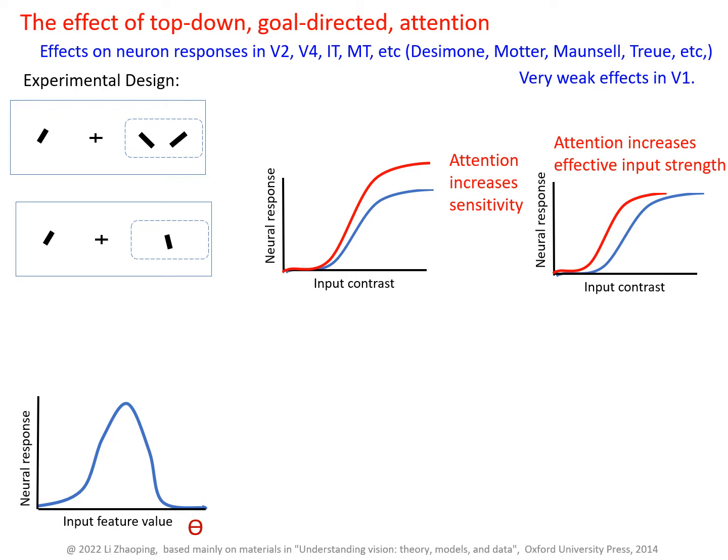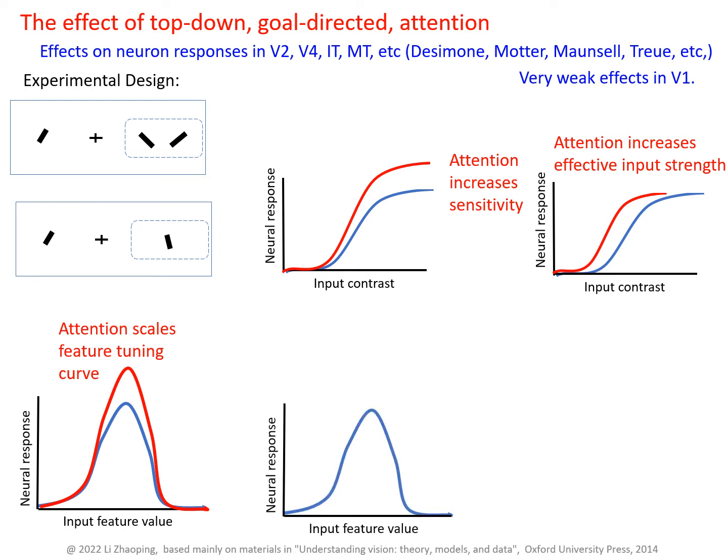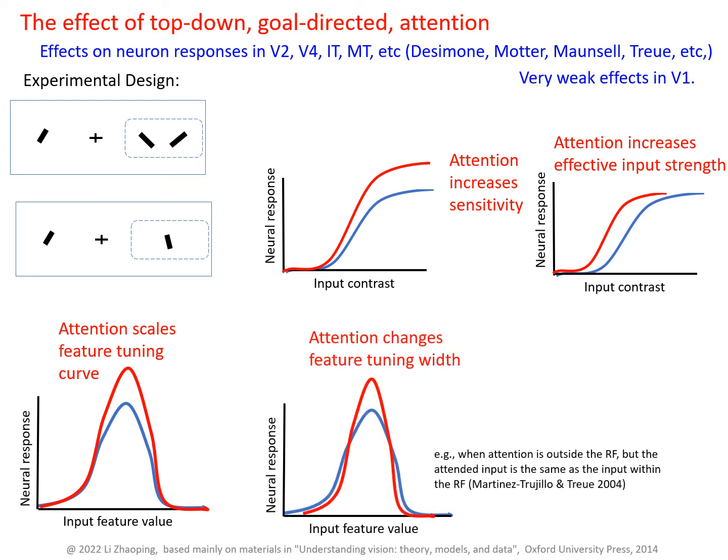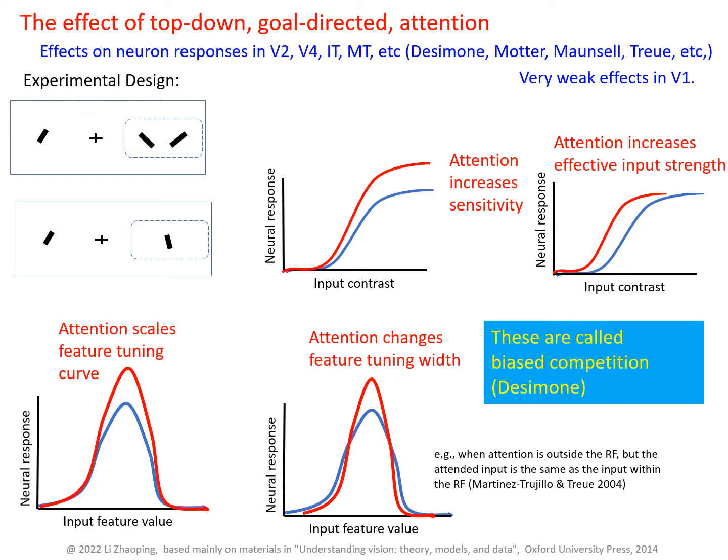Attention to the receptive field can change this tuning curve, for example, to scale it up or to change its shape so that the feature tuning width is smaller or larger, depending on whether the attention is to this receptive field or not. These kinds of phenomena are called biased competition, meaning that visual inputs compete for being represented in the brain, and top-down attention to an input item or input feature biases the competition so that more brain resources are used to represent the attended input.